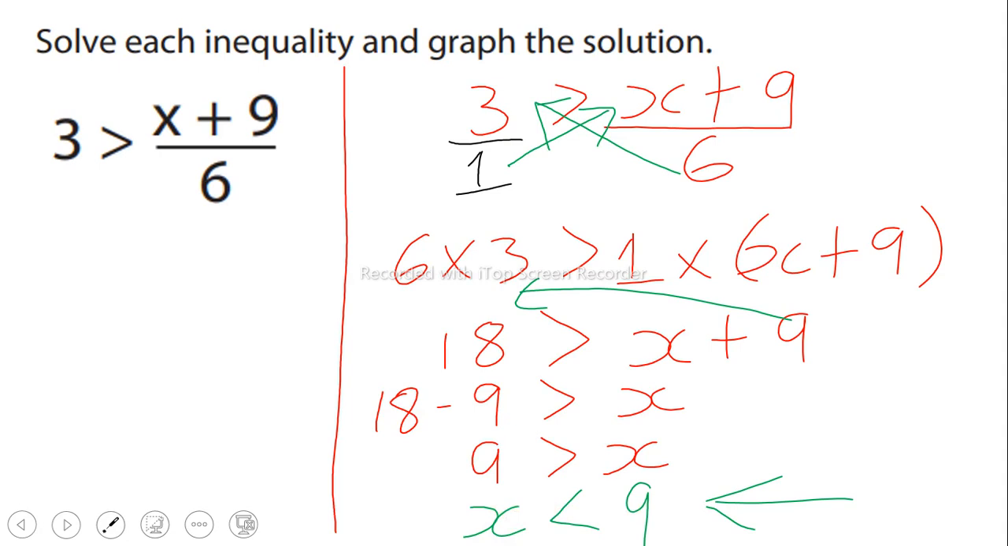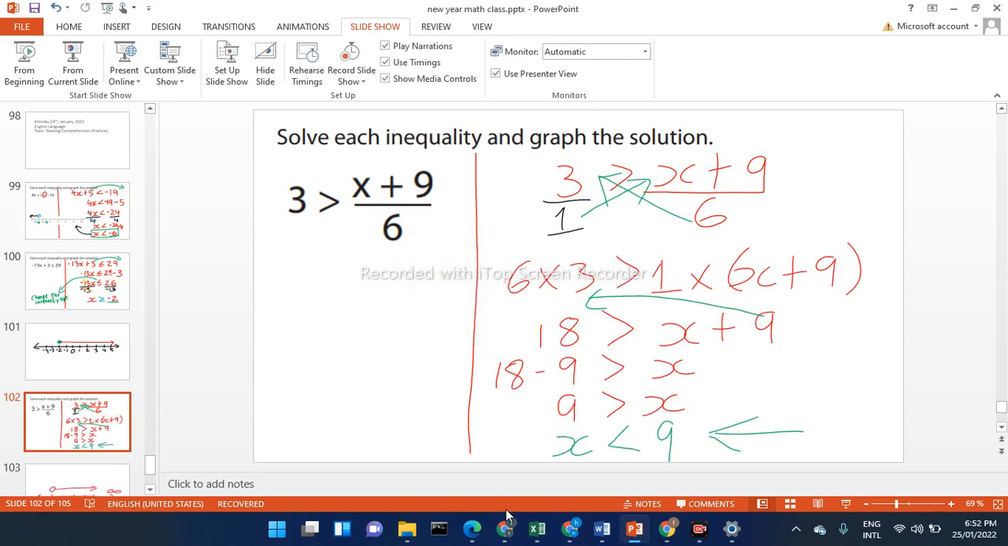So x is less than 9. Graph that for me and send in the pictures of it so I can see what you're doing and hopefully correct it if it's wrong.